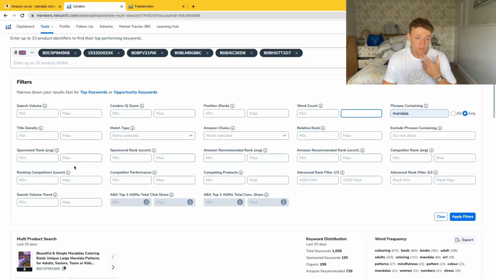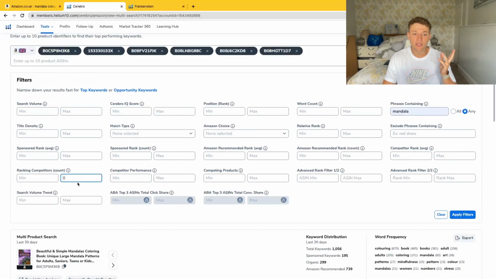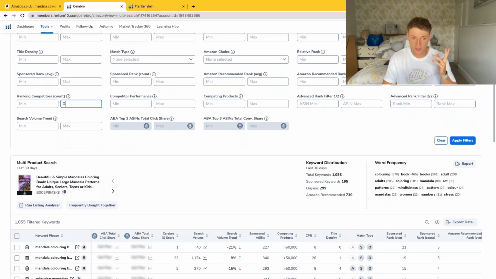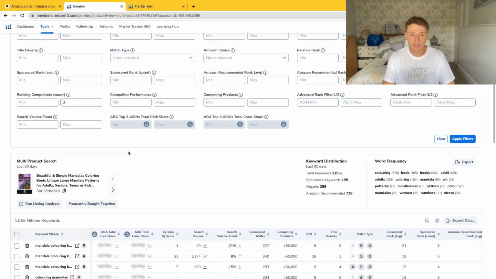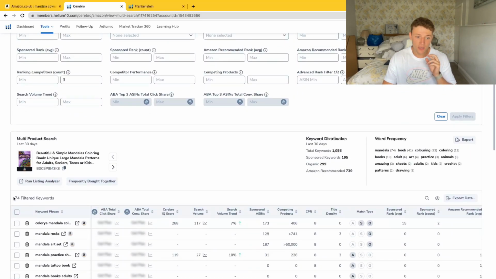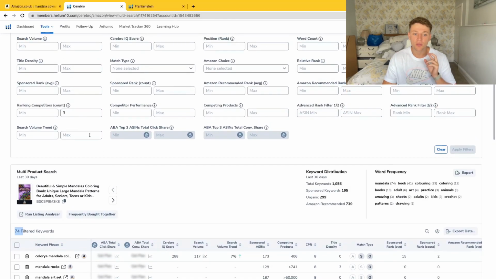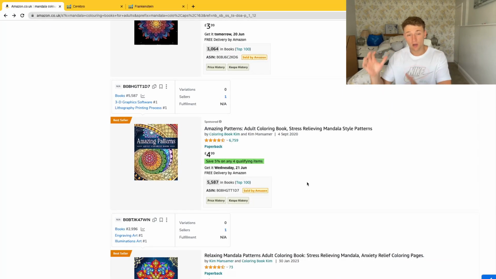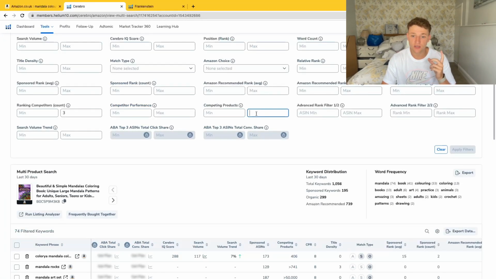Specific match types, ranking competitors. So basically all of these 6 books that we've used for their keywords, we could type in 3 here. And basically what this is going to mean is only show us the keywords where a maximum of 3 books actually have that keyword. So if we press apply here, these 74 keywords are going to appear in no more than 3 of these books. So again, it's a really good way of finding keywords that, yes, your competitors are using, but not all of them are using. So kind of a good way of finding keywords that are a little bit less competitive rather than just using this competing products filter.